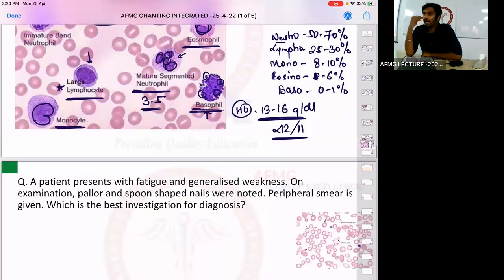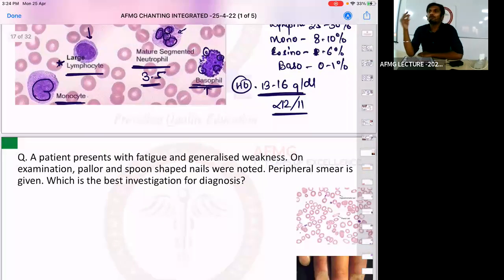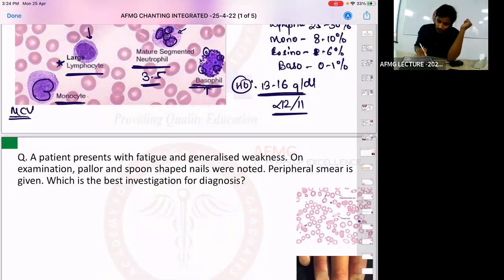Now if I say the patient has anemia, either the RBC count is low or the hemoglobin count is low, right? So apart from the hemoglobin levels which would be low, or the RBC levels which would be low, I will also look for 2 other features. First is MCV, that is mean cell volume or mean corpuscular volume, which will tell us the size of the RBC.